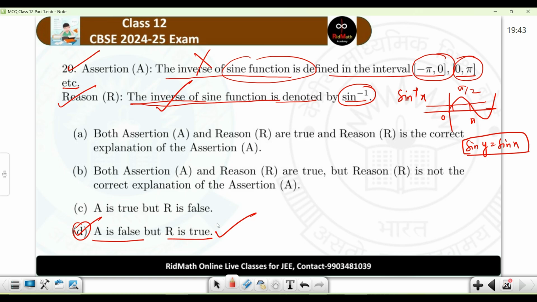So we have done 20 MCQ problems for 2025 board exam. Hope you understand that. And I will bring more MCQs later in this channel.